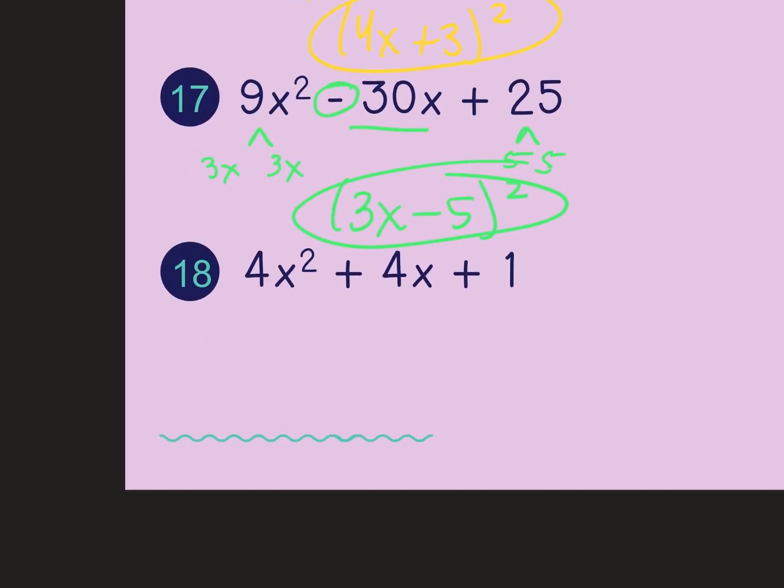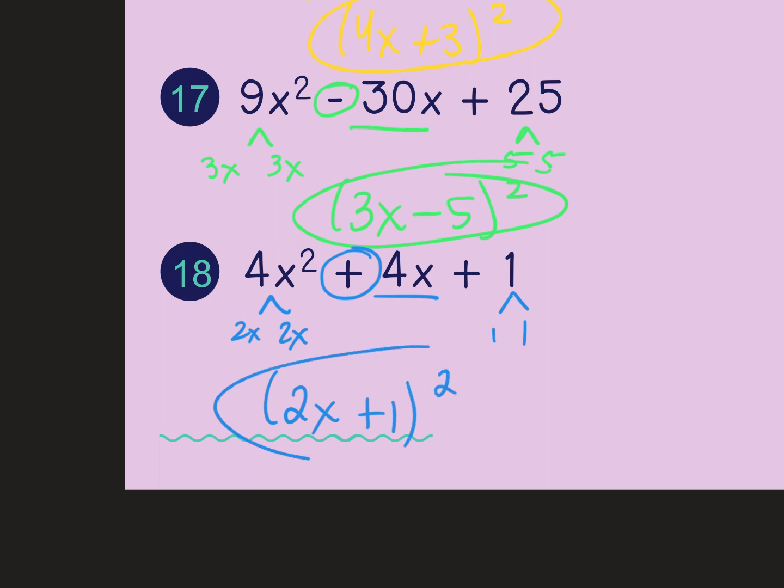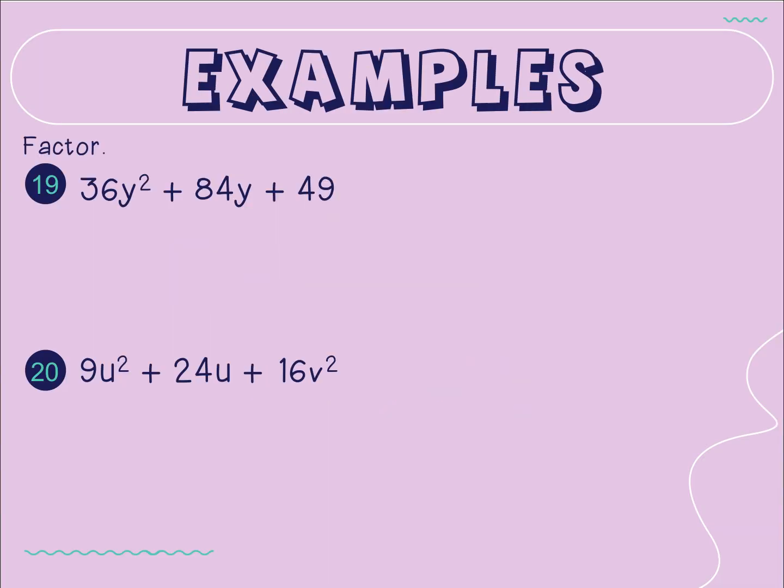All right, next one again, no GCF, so we're going to say, okay, is the first term a perfect square? Yep, 2x and 2x. Is the last term a perfect square? Yep, 1 and 1. So let's take the product of the first term times the last term times 2. See if we get the middle. So 2x times 1 is 2x, times 2 is 4x. Perfect, that's what we want. We take that sign in the middle. So my parentheses is 2x plus 1 quantity squared. That means I have 2 of them.